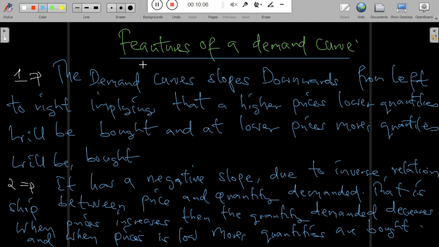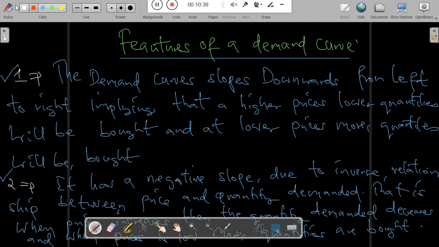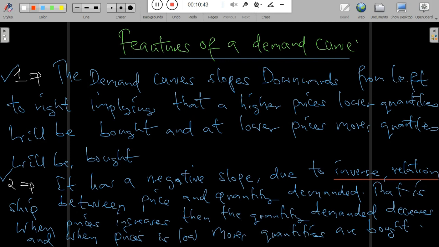The first feature: the demand curve slopes downward from left to right. As I told you earlier, that implies that at higher prices, lower quantities will be bought, and at a lower price, more quantities will be bought. Second, another feature of the demand curve is that it has a negative slope due to the inverse relationship between the price and the quantity demanded.